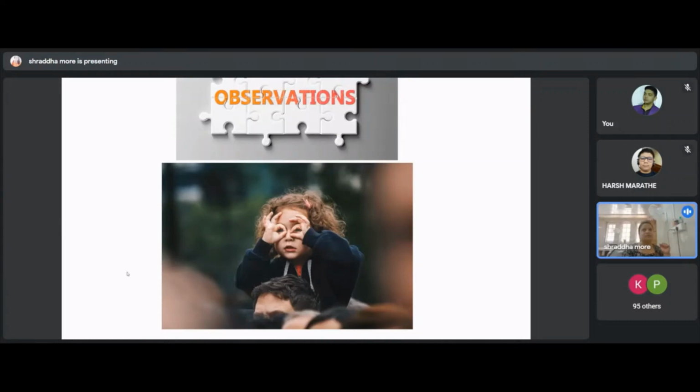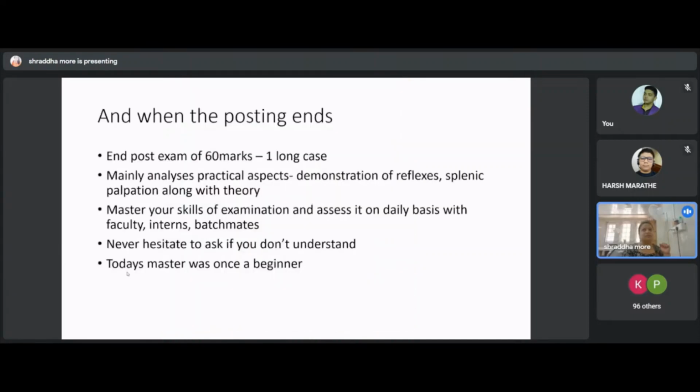All right. When the posting is ending, it feels very bad when the posting ends and you people leave. But we have to take an exam before that. So we do take an end post exam. And I think the marks have been changed to 15 marks. So there is going to be a long case. Generally, either a single student takes or a group of 3 students take. But it depends on every unit, how they want to take the exam.